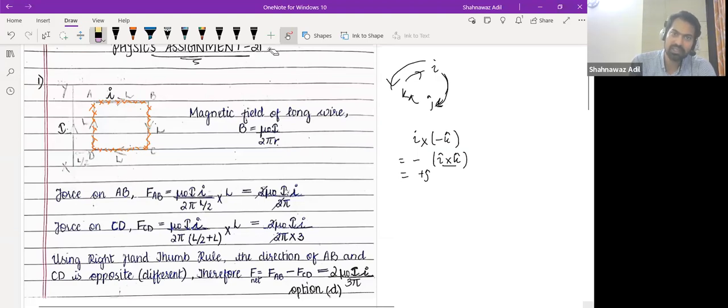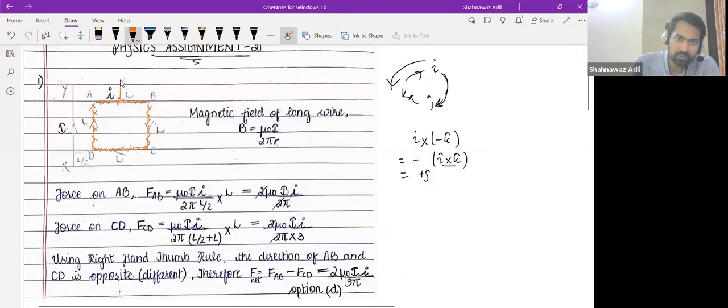We can also see the direction. We are going in the right hand side. Our fingertips are on the right hand side, and the palm is inside. If I curl my fingers, what is the direction that I'm getting? Upward. So I'm getting J. So L cross B is upward. That is how I can also tell the direction. Good. So you see that for this case, force is upwards. So this is F AB.